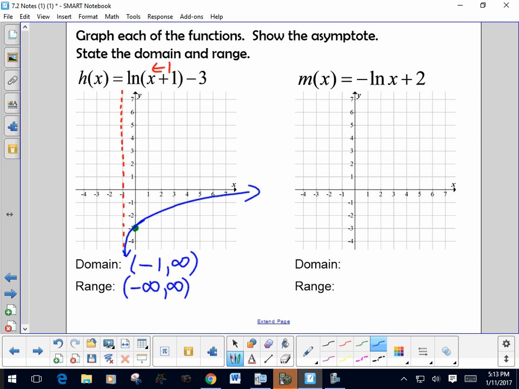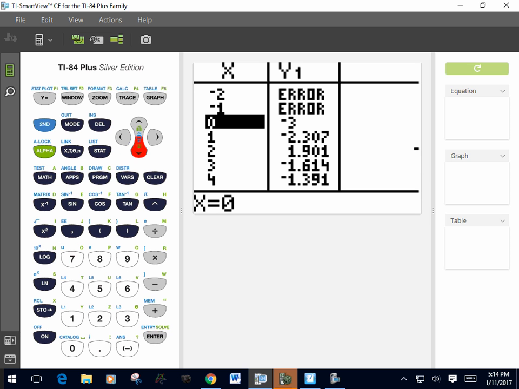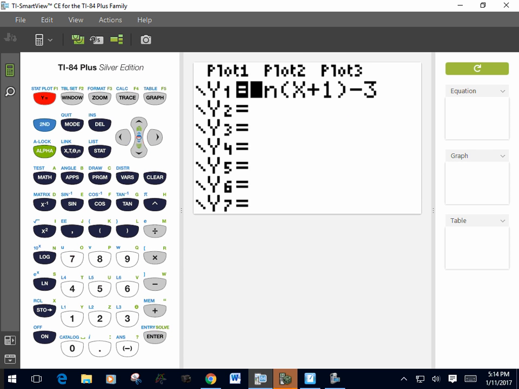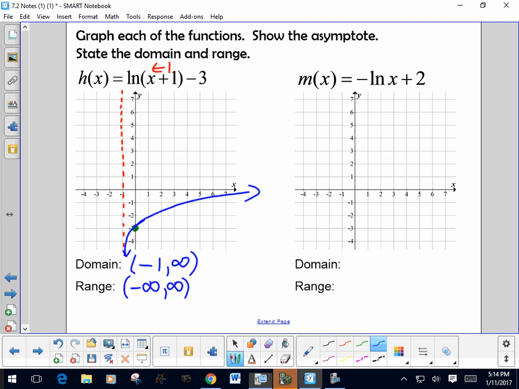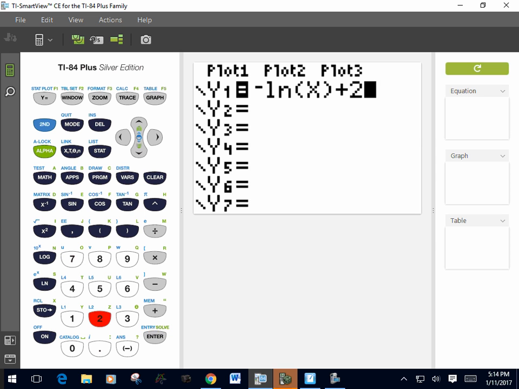Last one, negative natural log of x plus 2. So if we use our calculator to help us graph that, it would be the negative natural log of x, and then that's all for the log. So we need to end that parenthesis and then plus 2. Let me make sure. Yep. So remember that it's sort of understood that only that x is part of that log because there weren't any other groupings. So we've got it typed in right.